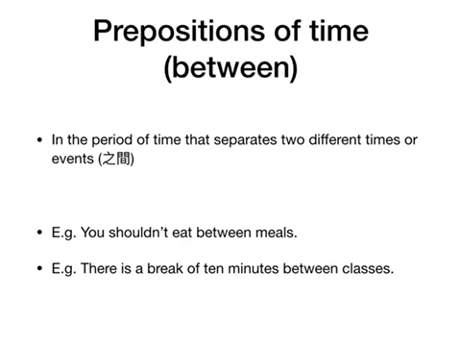Prepositions of time. Between. Between stands for in the period of time that separates two different times or events. For example, you shouldn't eat between meals. This sentence means you shouldn't eat between breakfast and lunch, or you shouldn't eat anything between lunch and dinner.